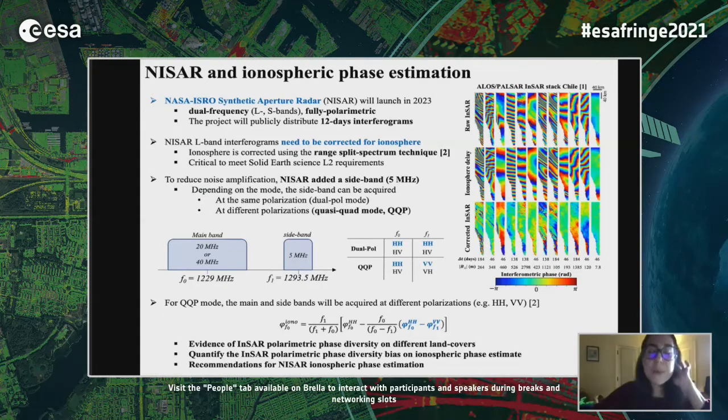So in this presentation, I want to discuss whether we can assume that interferograms at HH and VV polarization do not introduce any sort of inconsistencies into the ionosphere phase estimation. If this polarimetric diversity is present, what is the impact on the QQP repeat pass ionospheric phase estimation, and what recommendations can we give for the NISAR mission?